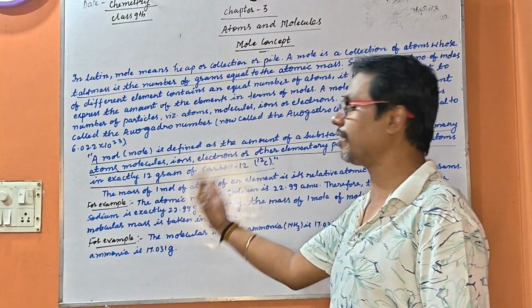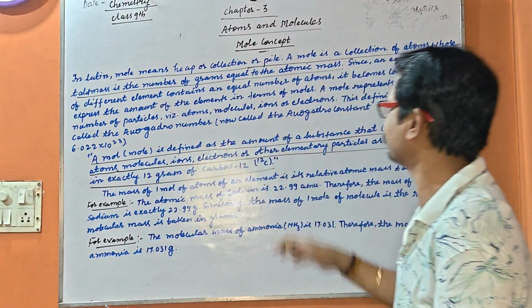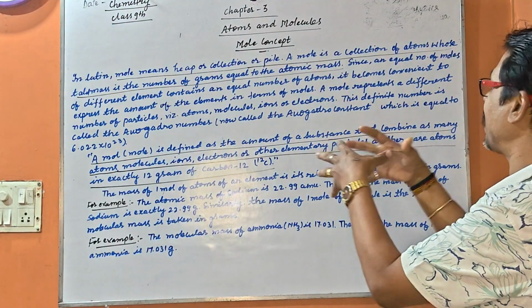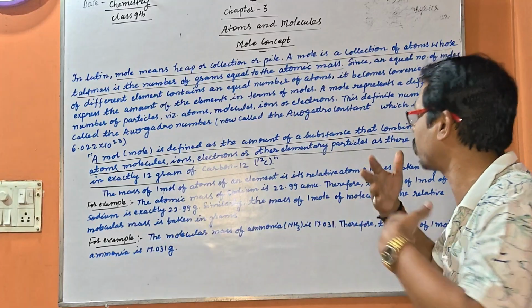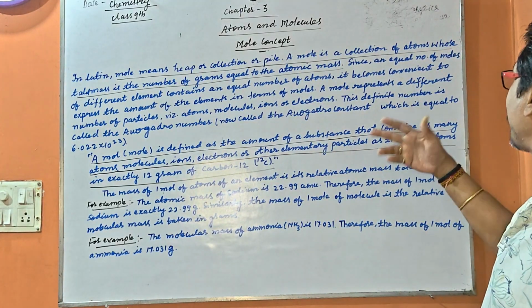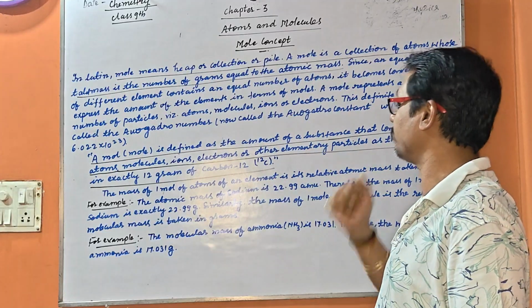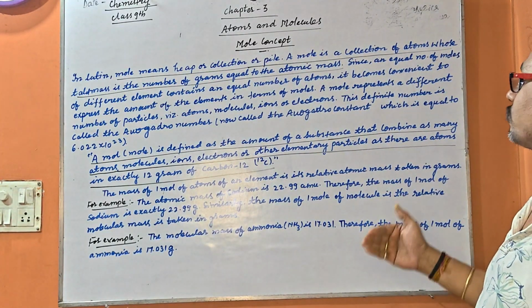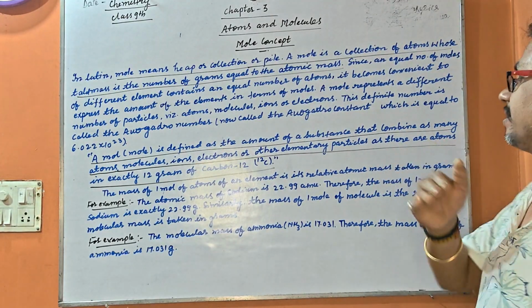The appropriate definition of mole: a mole is defined as the amount of substance that contains as many atoms, molecules, ions, electrons or other elementary particles as there are atoms in exactly 12 gram of carbon-12. The mass of 1 mole of atoms of an element is its relative atomic mass taken in gram.